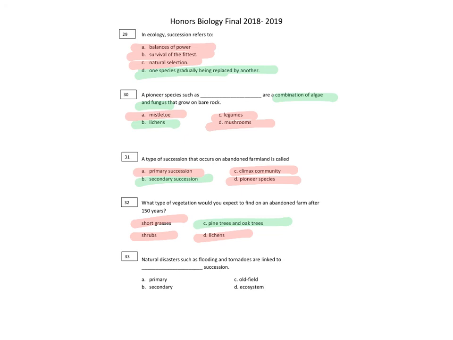Natural disasters such as flooding and tornadoes are linked to what? To secondary succession. Primary succession means there's no soil. So when you have a forest, if a tornado or a fire or flood comes along and kills all the plants, leaving them to rot there, what happens to those rotting plants? They turn back into the soil. So now that soil is really rich and ready to start growing. You have soil, so it's secondary. Primary means all you have is rocks. You don't have soil. It's not old field, and it's not ecosystem. You have to explain those.